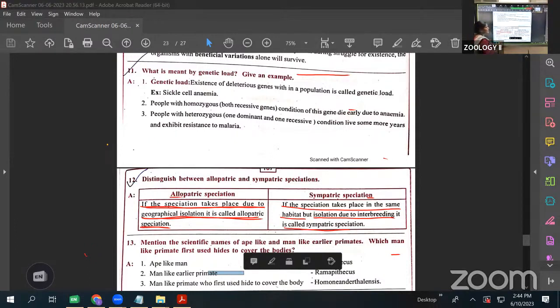Allopatric speciation is according to geographical isolation, and the sympatric is mainly by interbreeding barriers. They are present in the same place only, but mainly interbreeding isolation is causing it. This one is about sympatric speciation. This is the difference between allopatric and sympatric speciation.